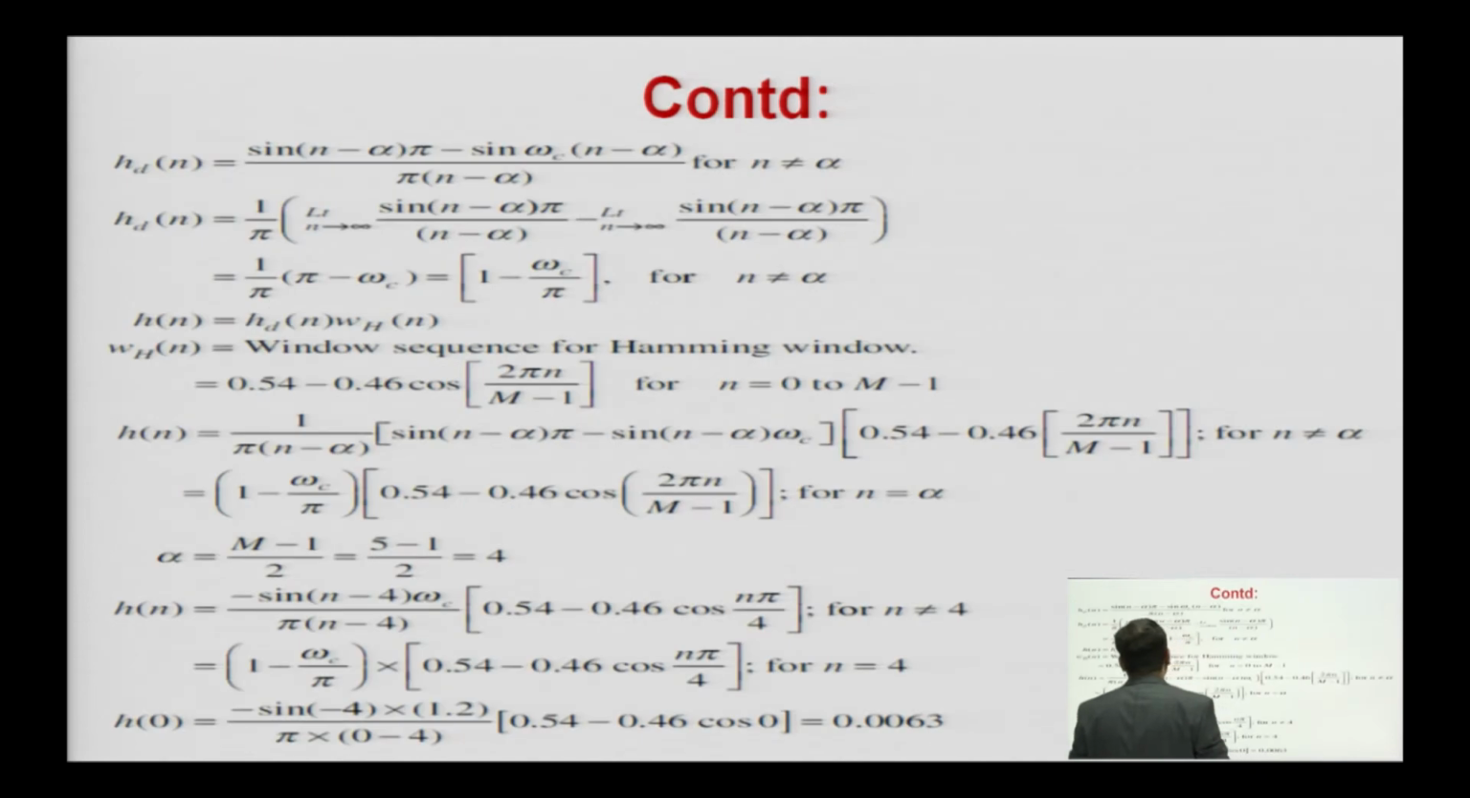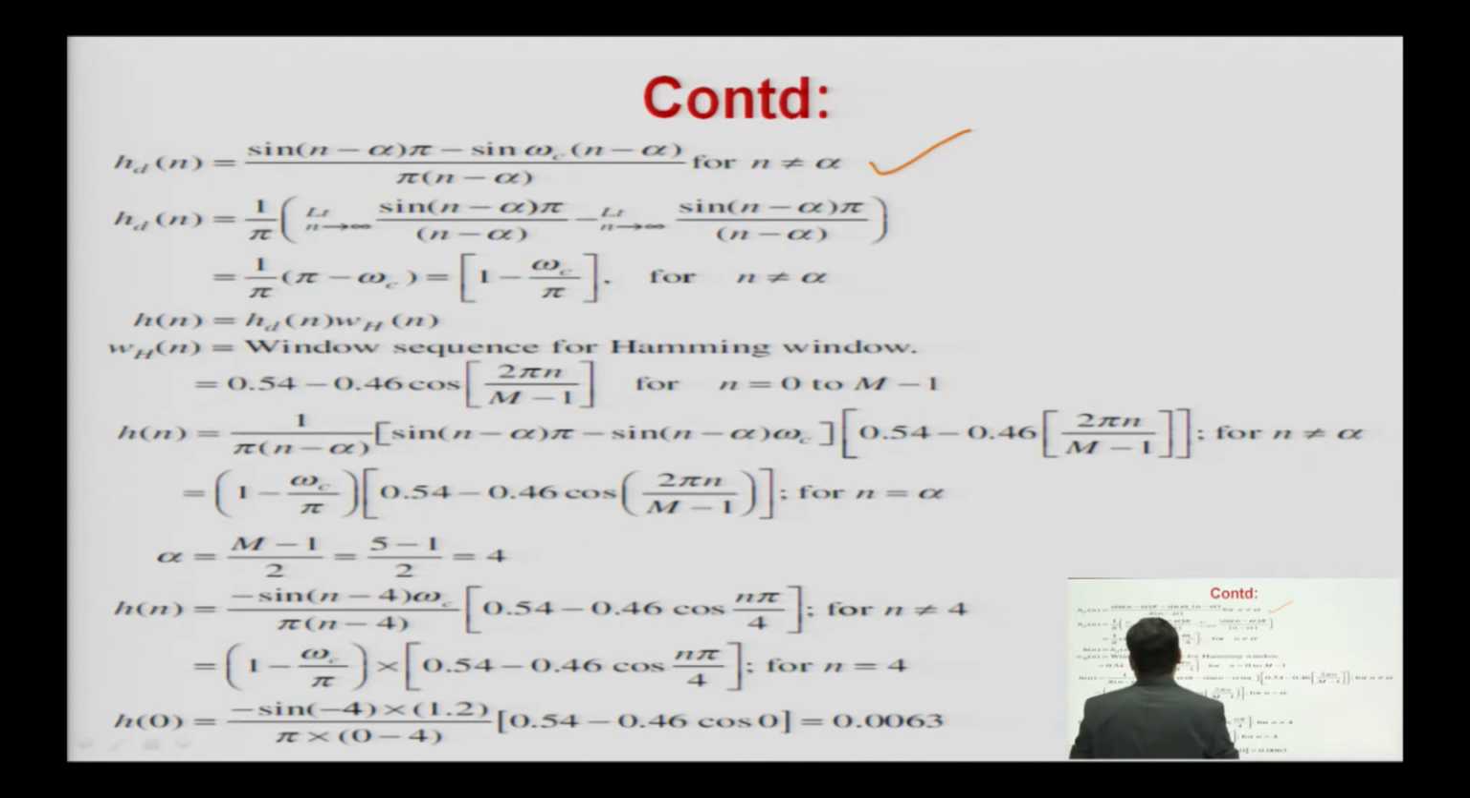Next, you are getting this hd[n] is equal to this, but if you put n is equal to alpha, this value you will not get. It means hd[n] does not exist if you put n is equal to alpha. So, this value will exist whenever n is not equal to alpha.